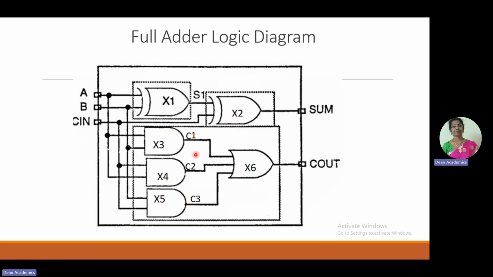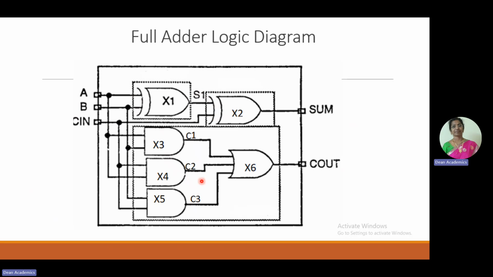When we realize the logic diagram, A exclusive OR with B gives S1, and S1 is exclusive ORed with C in. Finally we get sum equal to A XOR B XOR C in. Similarly, we need 3 AND gates for the 3 product terms AB, BC, AC, and their sum is required, therefore an OR gate is required. The intermediate carries we write as signals C1, C2, C3, and the intermediate signal S1. We declare all these in the architecture body in the structural style of modeling.